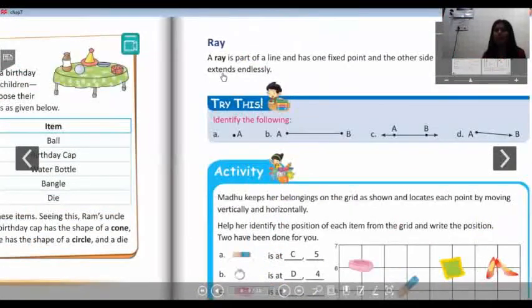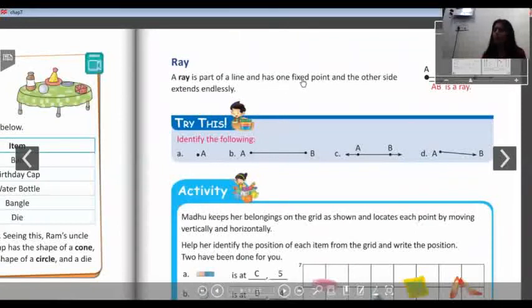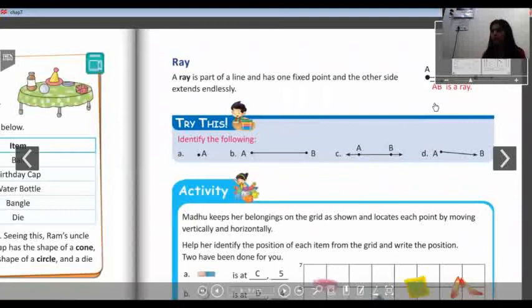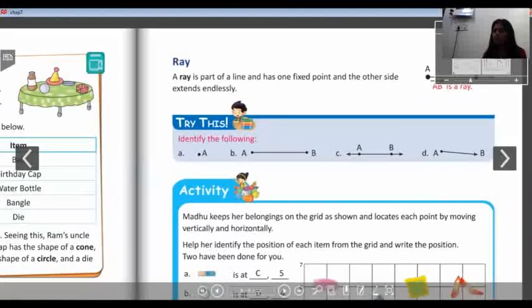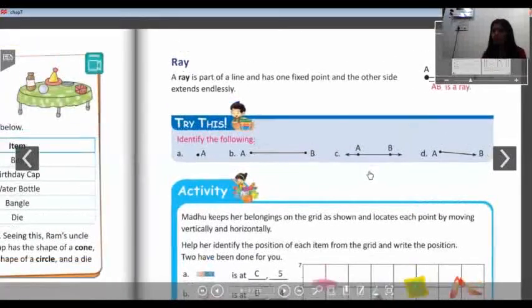Now moving on to the next topic, ray. A ray is a part of a line which has one fixed point. Okay, this ray has got one fixed point over here. Let me show you. So this is a ray which has got one fixed point A and the other side extends endlessly in this direction. And it is denoted by this sign, AB with an arrow on it.